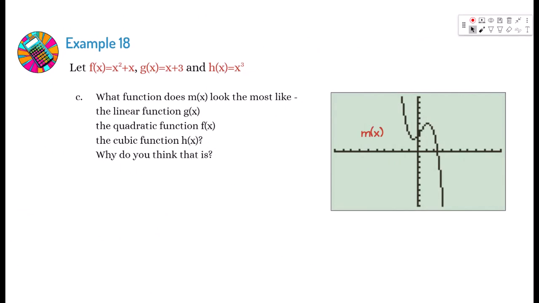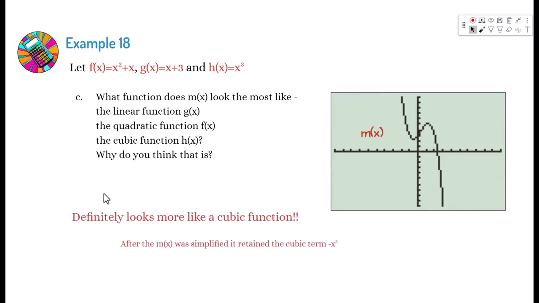Now, notice here in the original equations, f of x is a quadratic, g of x is linear, and h of x is cubic. It's asking us, what function does m of x look the most like? The linear, the quadratic, or the cubic? Well, looking at the graph, we know that that looks like a cubic graph. And that kind of makes sense because when we simplified to m of x, it retained or held on to the cubic term, minus x cubed. So that played a major part in the way the graph looks.